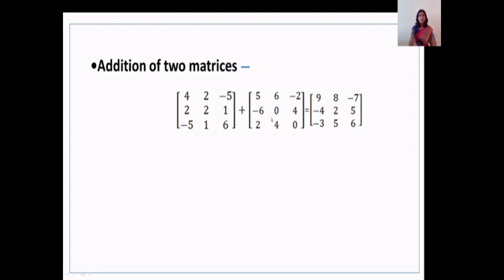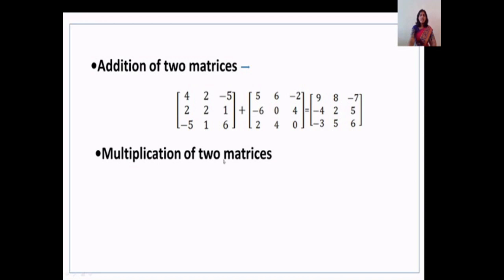If the order of both matrices is the same, then it is conformable for addition, and similarly it is conformable for subtraction. So how do we add? Add the first element to the corresponding first element of the second matrix, add the second element to the corresponding second element of the second matrix. So like this, 4 plus 5 is 9, 2 plus 6 is 8, minus 5 plus minus 2, that is minus 7. Like this we add these two matrices. Similarly we subtract these two matrices.